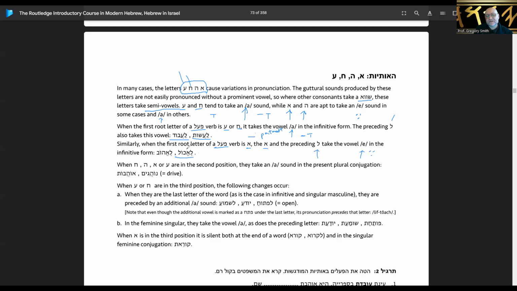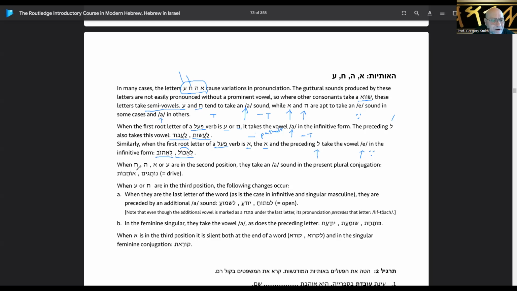Le'echol, le'echol. So here is the part you got to pay attention to. Achol means to eat. So I think that's probably what that is. Le'echol. Yeah, that's right, to eat. לאכול. Le'echol. And then we have this one right here, le'echov. That comes from ahav, and it means to love. לאהוב. Le'echov.